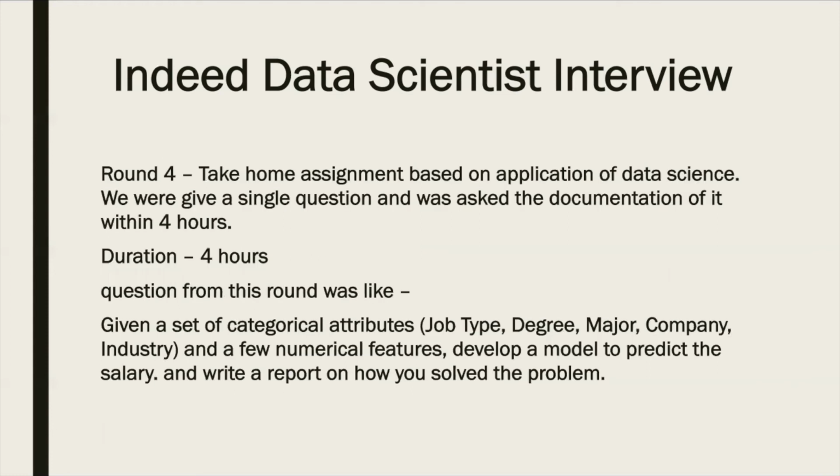In this round, they gave us a single question and we had to present it after 4 hours. It was based on data science application. The question was like, we were given some categorical and some numerical variables and were asked to build a model that will predict the salary of the customer. After building the model, we had to write a full report for this problem, like how we solved it and what our approach was. It was a pretty good question and I would say the difficulty level would be easy to medium.